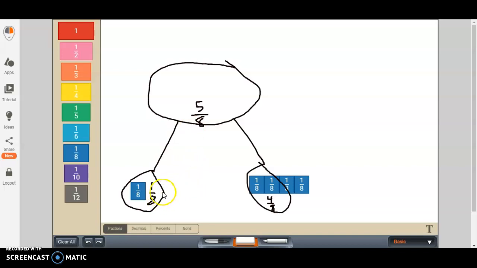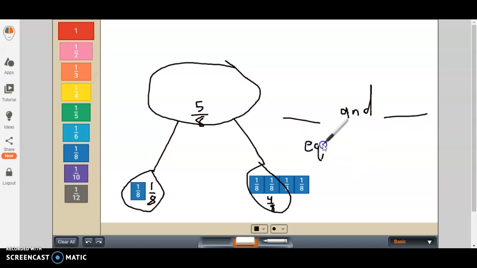Can you think of two fractions that when we break them apart, so two ways that we can, can you think of a way to break apart 5/8 besides 1/8 and 4/8? I would like to see you write that as blank and blank equal 5/8, right? So you're going to write down two fractions. One fraction and two fraction equal 5/8.